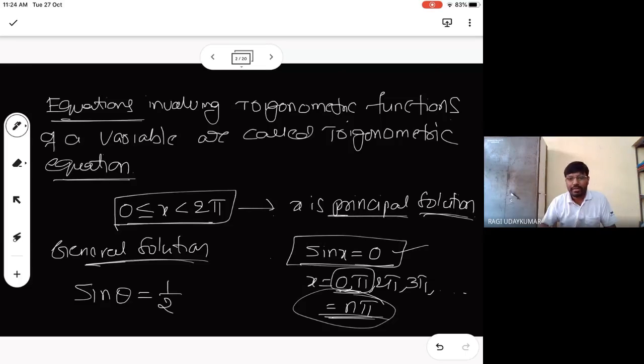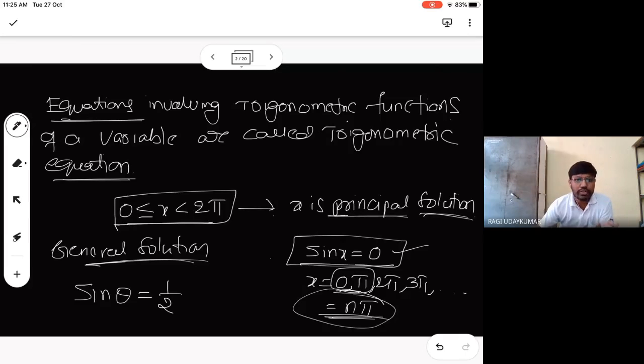So whenever you consider how to find the general solution for trigonometric equations which involve sine, cos and tan, you can find that out. Principal solution: the value lying between 0 and 2 pi is taken as the principal solution. And the general solution is nothing but taking into consideration all the values of the variable. If it gives all the values of the variable, then it is called a general solution.